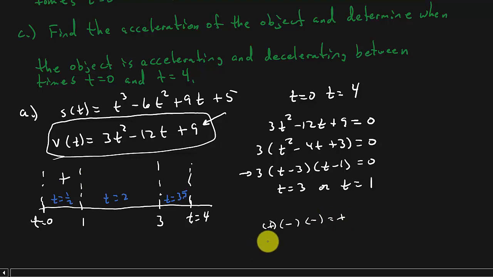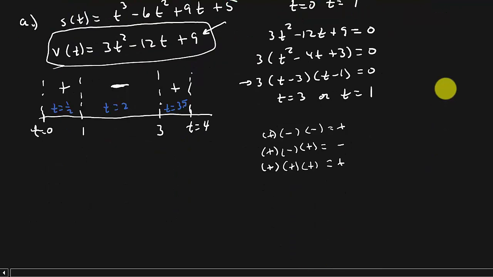And then if I plug the 2 in, well, the 3 is positive, 2 minus 3 is negative, 2 minus 1 is positive. So this would actually give me a negative answer. This is negative in here. And then when t is 3.5, the 3 here is positive, 3.5 minus 3 is positive, and 3.5 minus 1 is positive. So this would give me a positive answer.